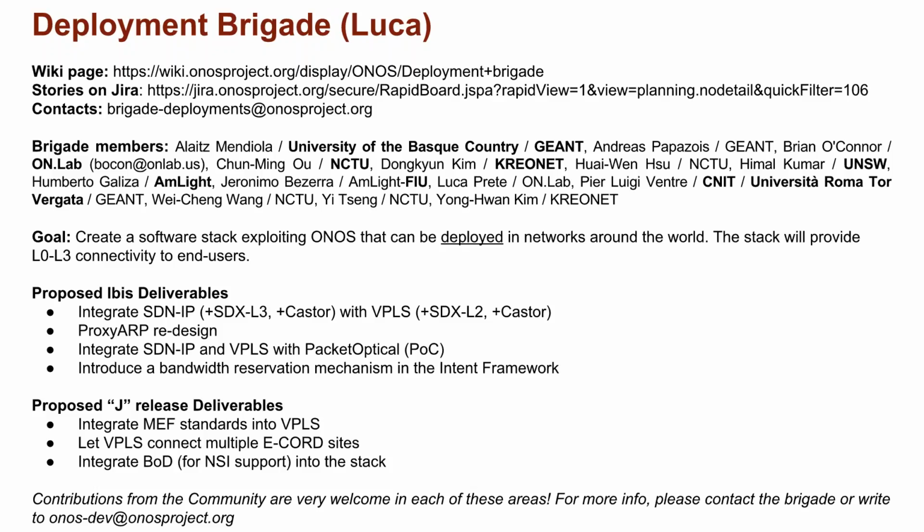J-release: integrate MEF standards, which already exist, into the carrier Ethernet app that is already inside ONOS, into VPLS, or VPLS into that app, doesn't matter. And let VPLS connect multiple eCore sites. This is a bigger story, but it's also in progress. And integrate an app that all the research networks around the world use by default, called Bandwidth on Demand. Integrate this app with the rest of the stack. So this is the high-level picture. Again, all the details are on Jira and in the wiki page.